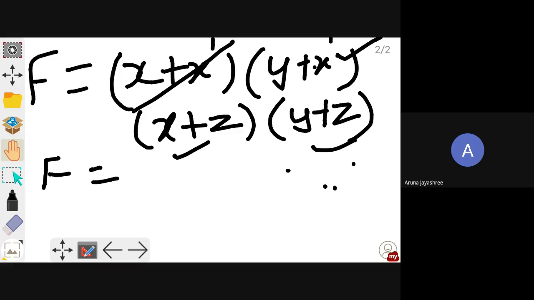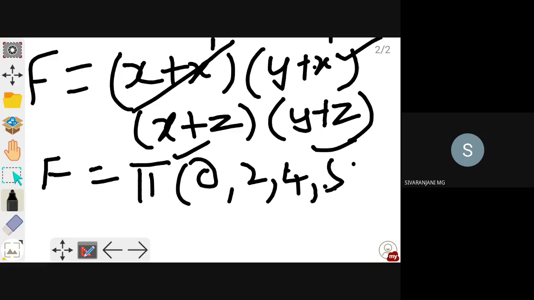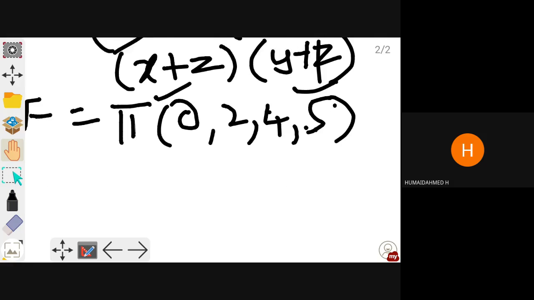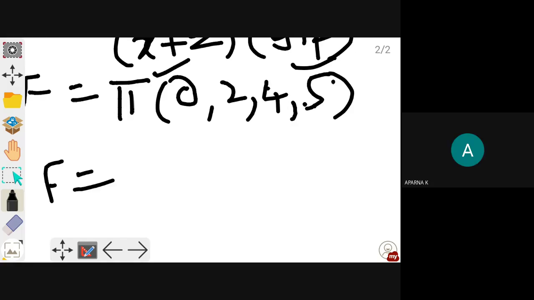Answer the question. Anyone can unmute and tell the answer. M0, M2, M4, M5. So the product terms are 0, 2, 4 and 5. So tell me in terms of expression. M0 will be X plus Y plus Z.